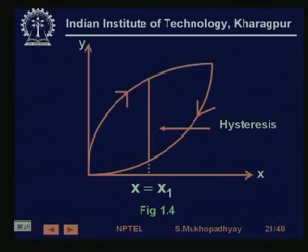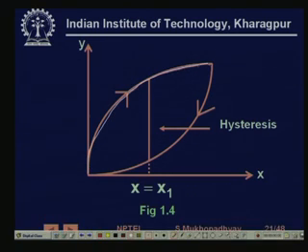This is the figure that shows that if x is increasing, then the readings that we obtain follow this curve, while if x is decreasing, they actually follow a distinctly different curve. So if such behavior is demonstrated by an instrument, it is said to have hysteresis.